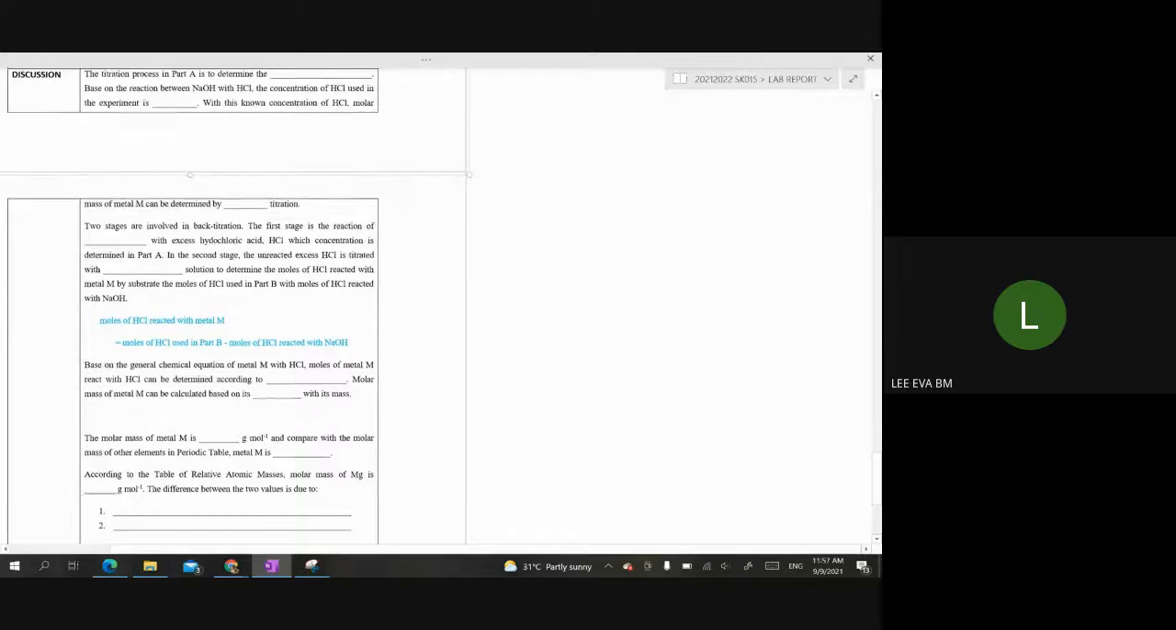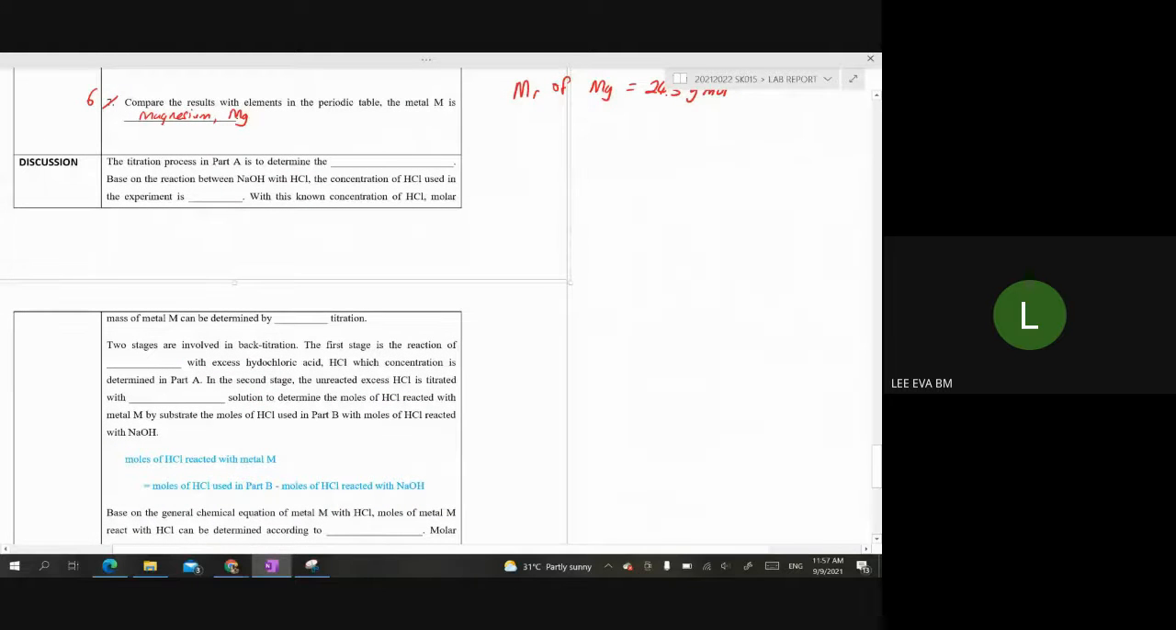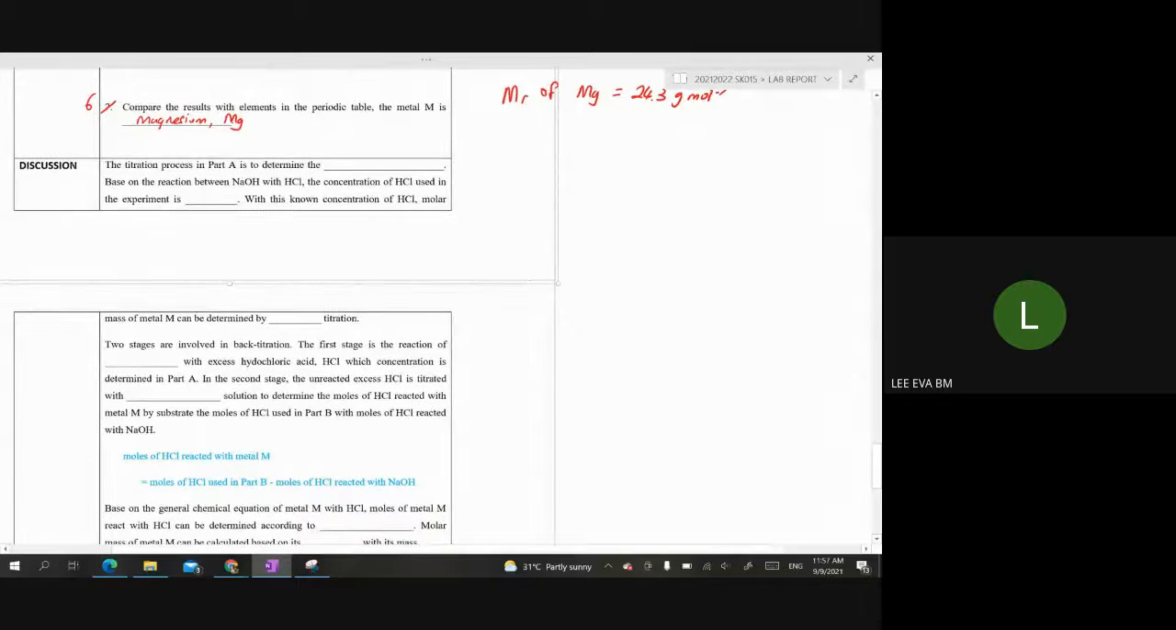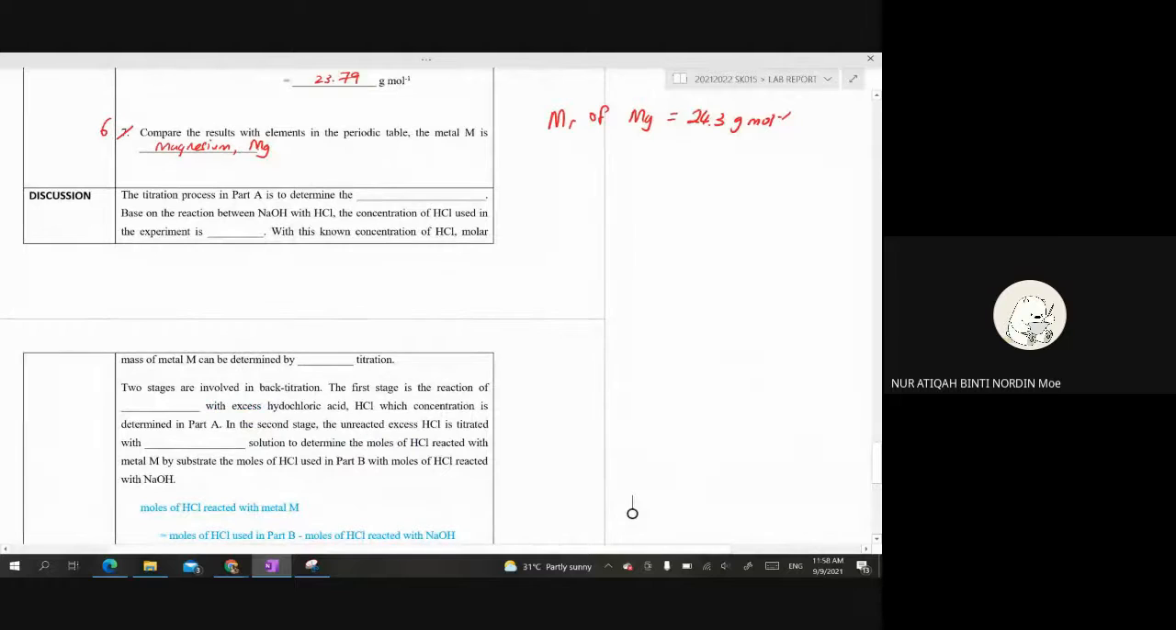Okay. So dekat sini, fill in the blank. I think I leave it to you. It's quite simple. The titration process part A is to determine... Part A nak determine apa? Ke you nak buat sendiri? Volume of NaOH. Sorry? Volume of NaOH. Is it right?